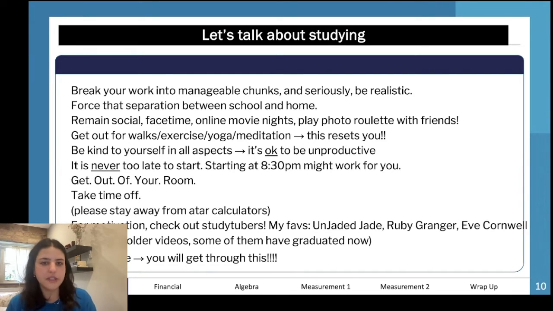So it's not just a school place, which is why it being in my room is okay, right? If you only study at your desk, I would really encourage you to try and study in other places, like your kitchen table, or if you've got a home study, or outside, or at a library. Trying to force that separation is really important.